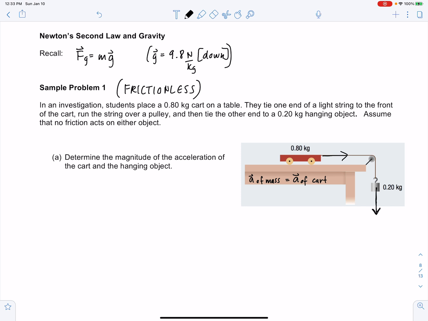Let's read the sample problem. It says, in an investigation, students place a 0.80 kilogram cart on a table. They tie one end of a light string to the front of the cart, run the string over a pulley, and then tie the other end to a 0.20 kilogram hanging object. Assume that no friction acts on the object. In part A, they want us to determine the acceleration of the cart.